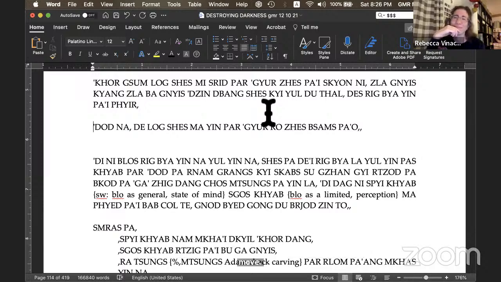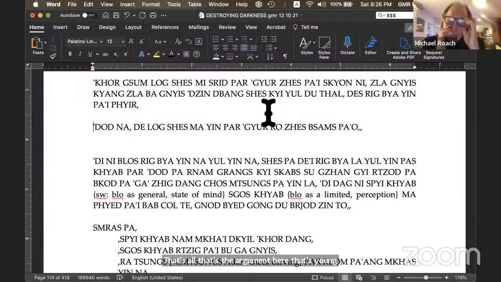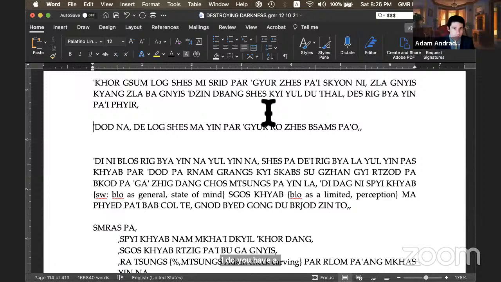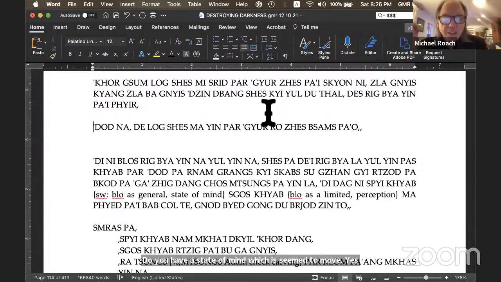Okay, that's the argument here. I'll say it again. Can you look up in the sky, press your eyeball really hard, and see two moons? Yes. Do you have a state of mind which is seeing two moons? Yes. Now, big question here: does that state of mind have a Yule, an object, or not?